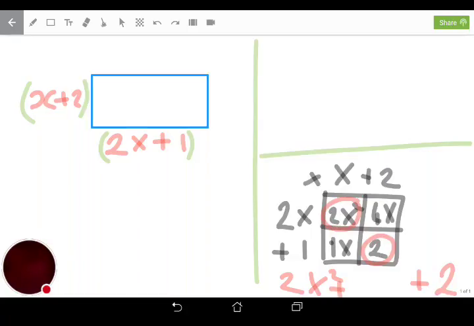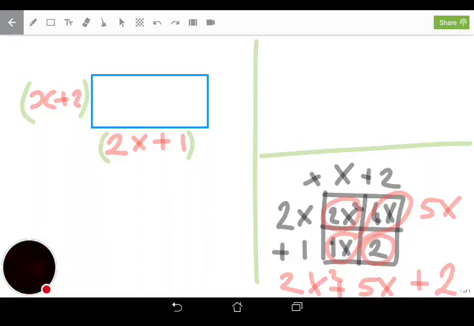Now what I'm going to do is I'm going to add these 2, so it's kind of like a peanut shape almost. And I'm going to count how many x's I've got here. So 1x, add 4x, gives me a total of 5x. So my expression for this would be 2x squared plus 5x plus 2.